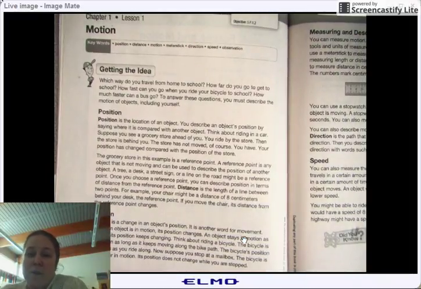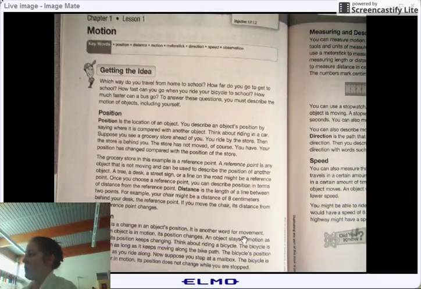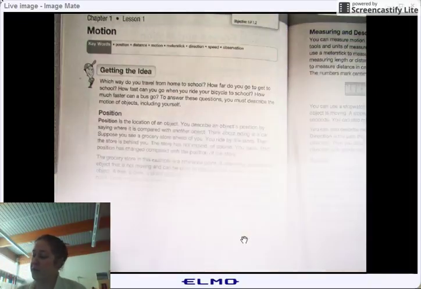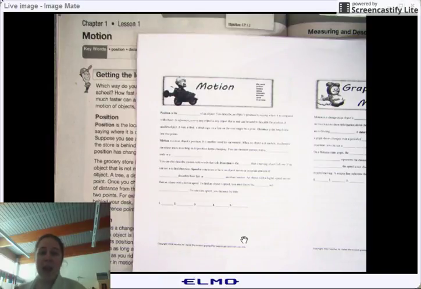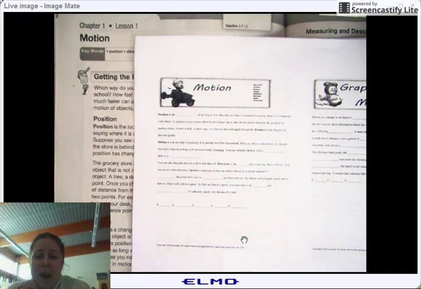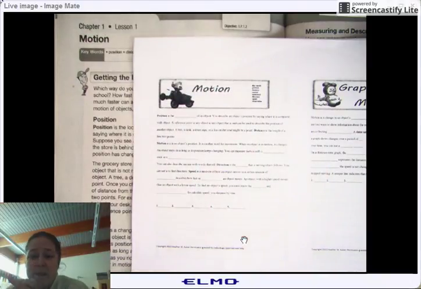Okay, guys, you're going to see this is our motion packet here. It's the packet that you're going to need. What we're going to do is I'm going to read the book to you. You can follow along if you choose. I'm going to stop at certain spots and you're going to fill in some answers here. But I want you to pay attention.